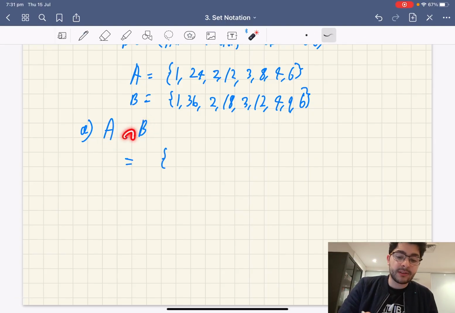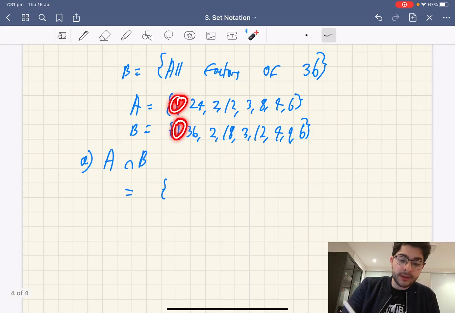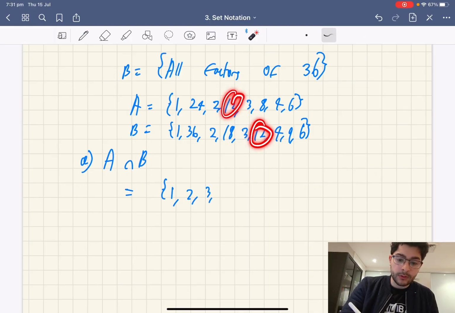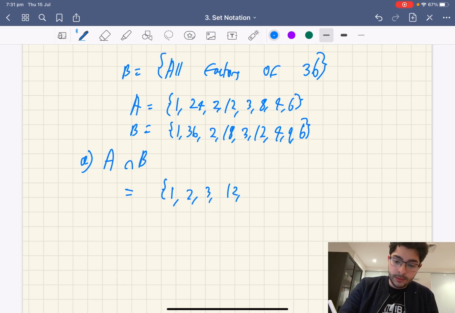And for intersection, that's how I can remember it. 1 is in both, so we include that. Let's see, 24 is not in both, so we don't include that. 2 is in both, we include that. 3 is in both, we include that. 12 is in both, we include that. 4 is in both, we include that. And 6 is in both, so we include that. The rest of them, there is no intersection. If we take a look, 24, nope, not in both.